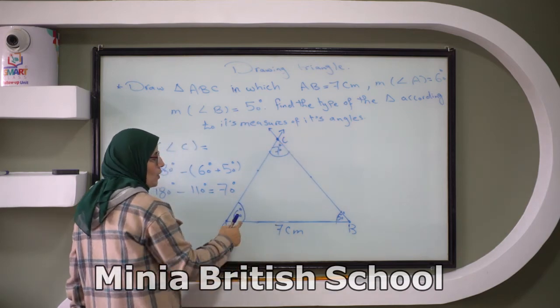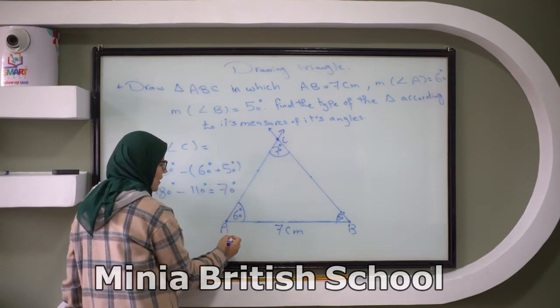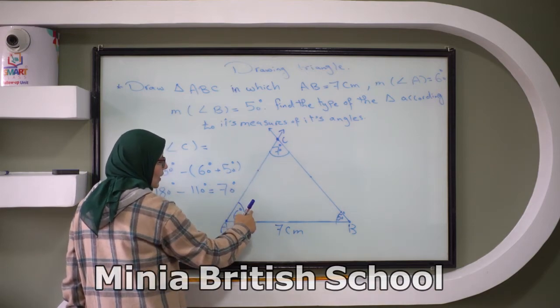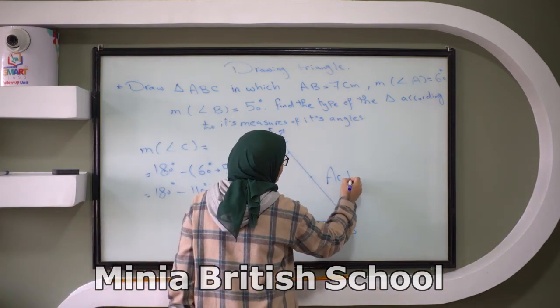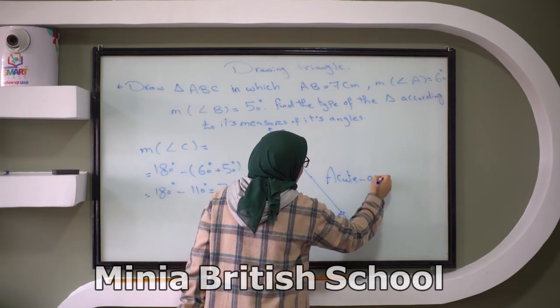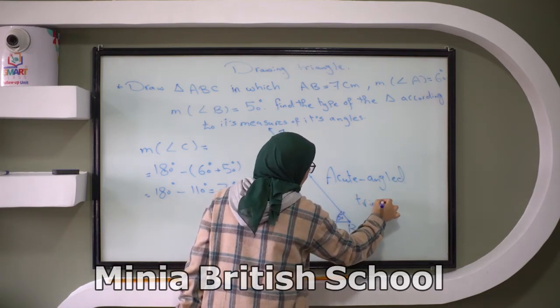So the measure of angle C equals 70 degrees. What about the type of this triangle according to the measure of angles? Here we have three acute angles. So it's an acute-angled triangle.